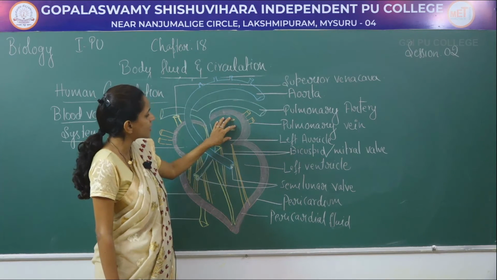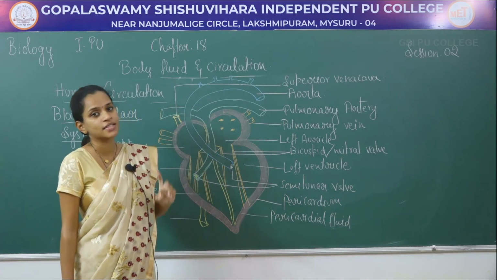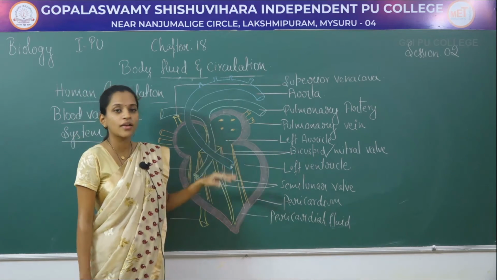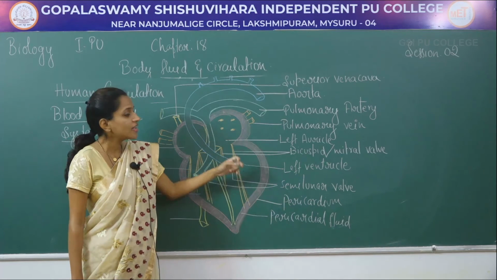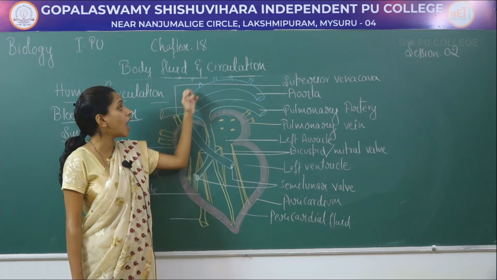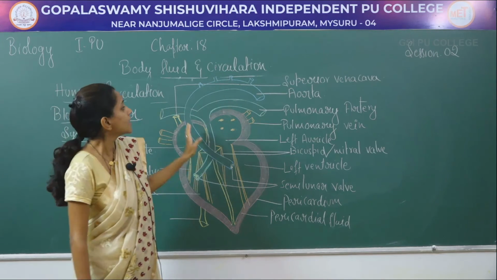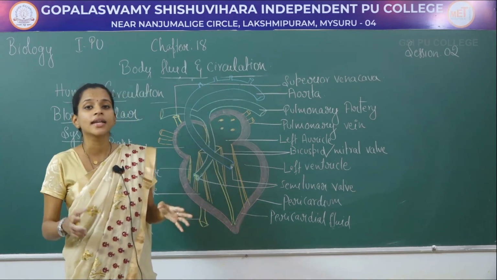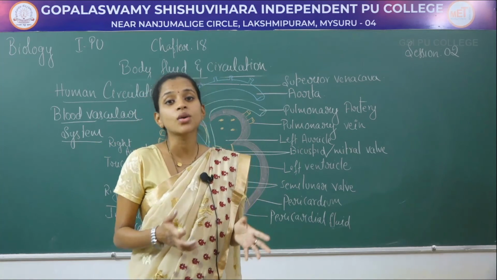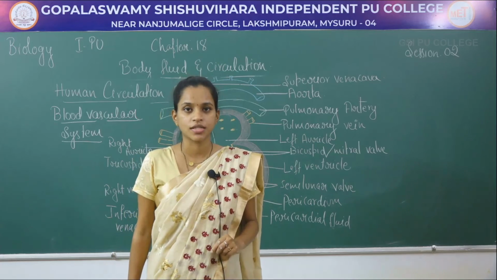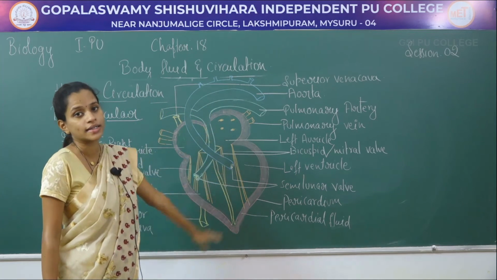This oxygenated blood is now transferred into the left ventricle through a valve called bicuspid valve. This bicuspid valve again closes when the ventricle is filled. Left ventricle now transfers the blood into the aorta, which is again guarded by semilunar walls. This aorta carries the blood into different regions of the body, especially the cells, which requires oxygen for their metabolic process. So, that is how human circulatory system or blood vascular system works.